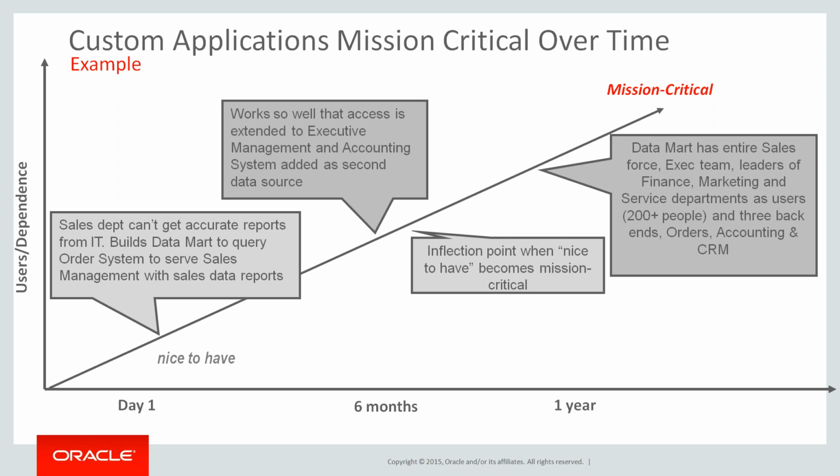So what happens at that point, again, 6 months in this example, it could be a year, it could be 2 years, but there's an inflection point where that application moves from nice to have to becoming mission critical. At that point, the data mart has the entire sales force, the executive team, leaders of finance, marketing, all these other departments, 200, 300, 400 people, whatever, using it. And there's also now 3 backends reporting to that database, where you're getting the ordering system, accounting, and CRM.